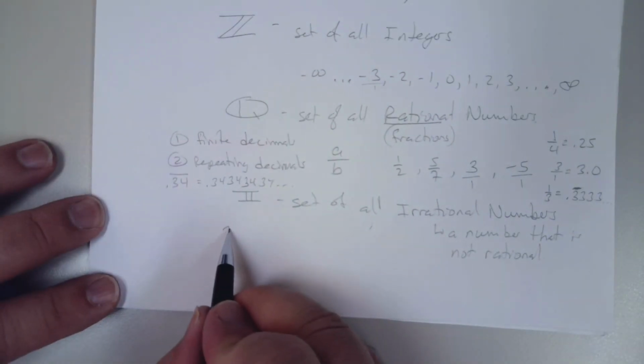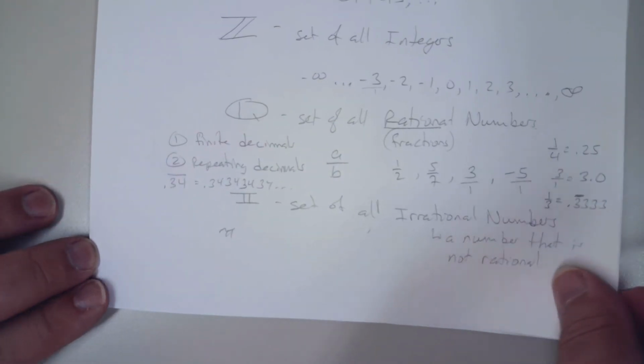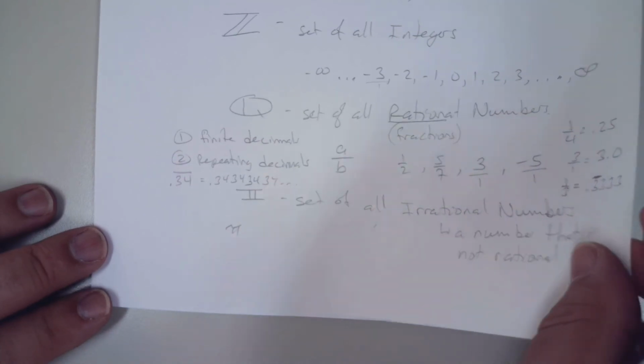Irrational is like pi. It doesn't have an end or it doesn't have a sequence. You can't predict what the next one's going to be. All right.